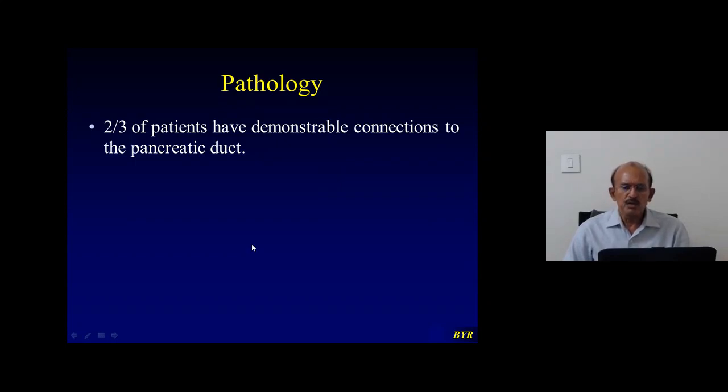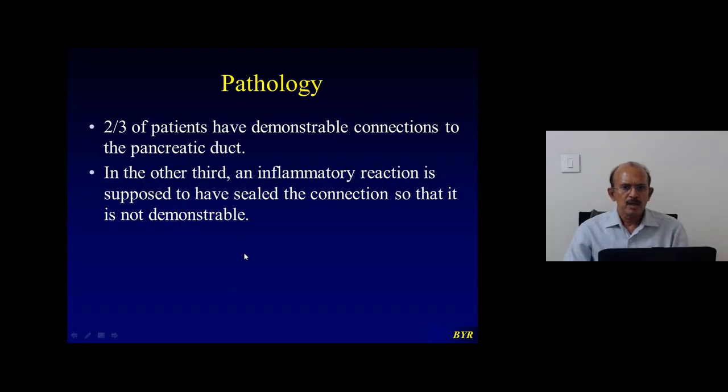So the pseudocyst usually occurs because of leakage of a large quantity of pancreatic enzymes. It is not by seepage of enzymes. It is a collection of a large quantity of enzymes. So this large quantity of enzymes will be there in cases of injury to the duct. So that is why the cyst will be having communication with the pancreatic duct in about 2/3 of the cases. In the other 1/3, an inflammatory reaction is supposed to have sealed the connection so that it is not demonstrable.